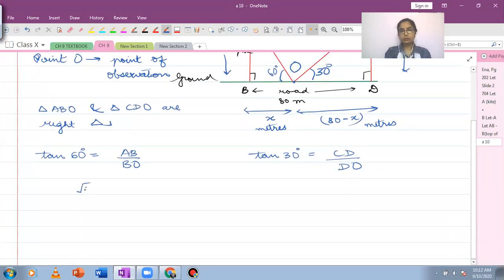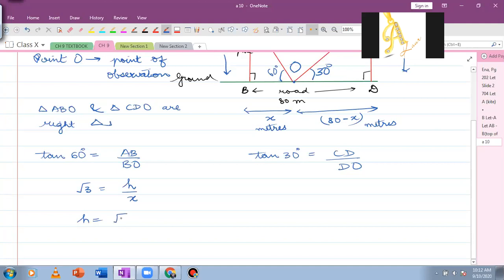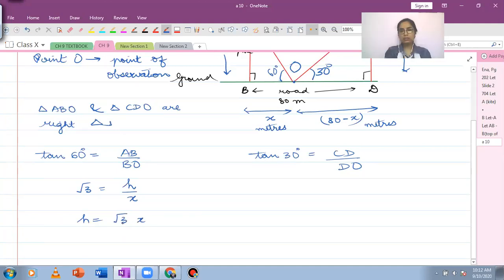Tan 60 is root 3. AB has been taken as h, and this is x, the base of the triangle. So this will be h equals root 3x. Moving to the second side, 1 over root 3 equals h upon 80 minus x. From here we have this relation.